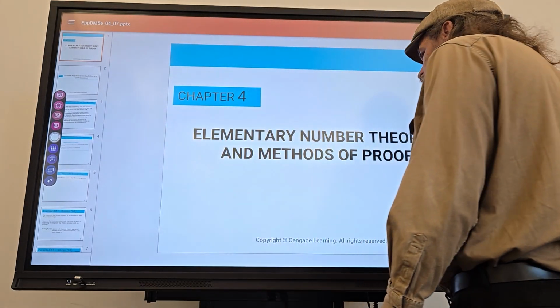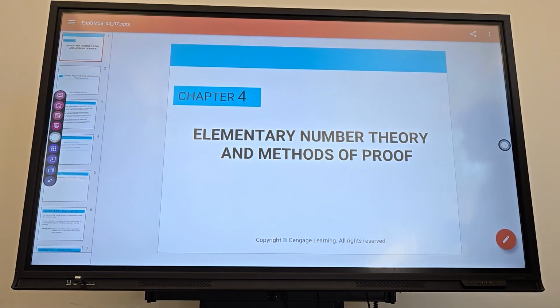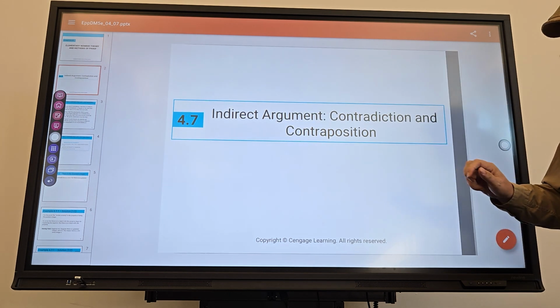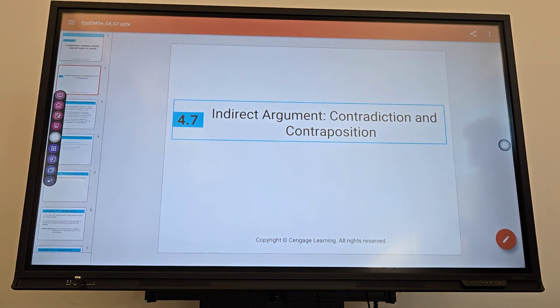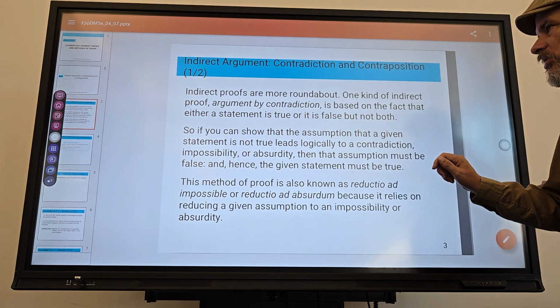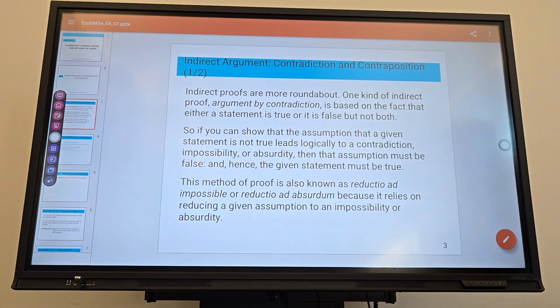Section 7. We're going to move on away from direct proofs and go to indirect arguments. Contradiction and contraposition. Indirect proofs are more roundabout. One kind of indirect proof, argument by contradiction, is based on the fact that either a statement is true or it is false, but not both.